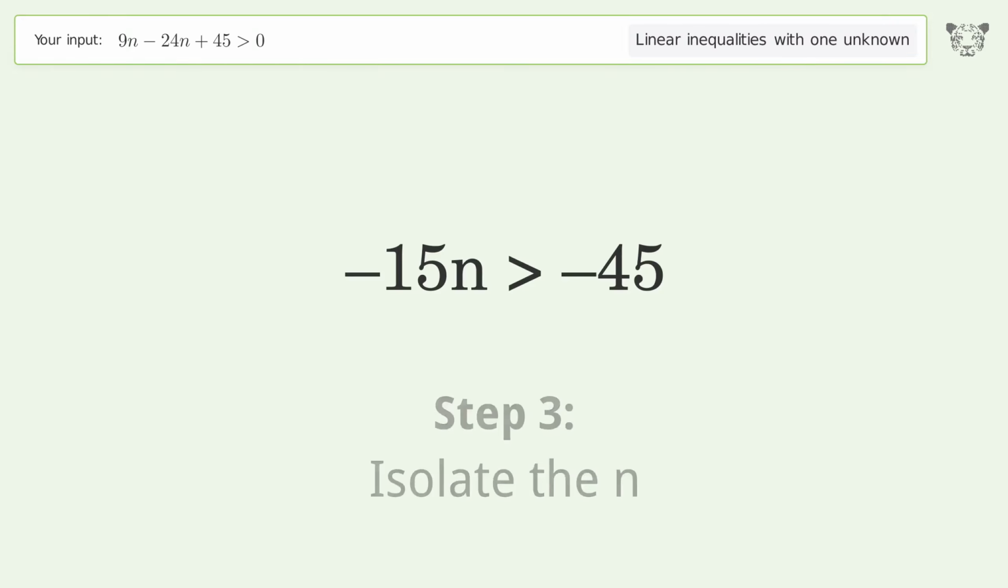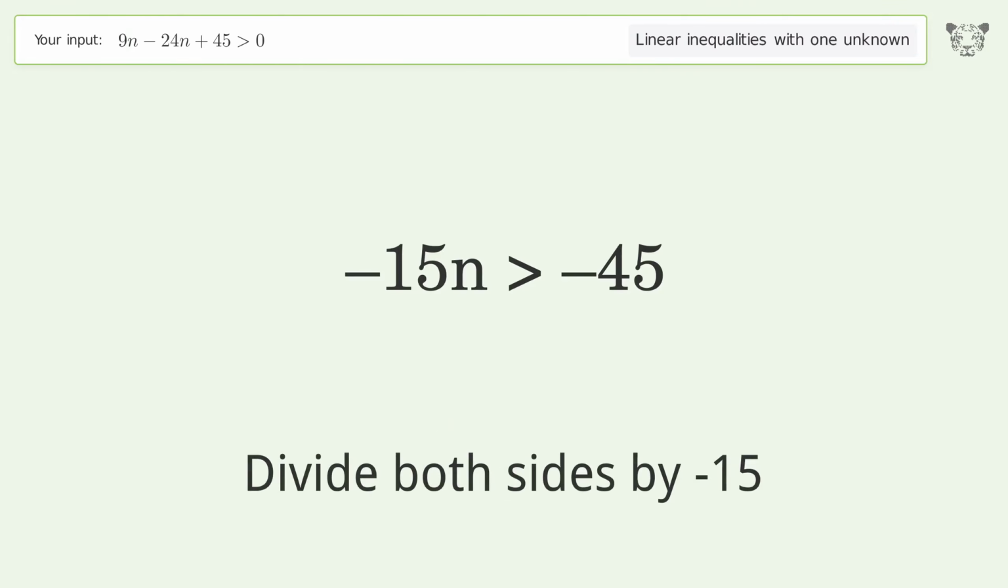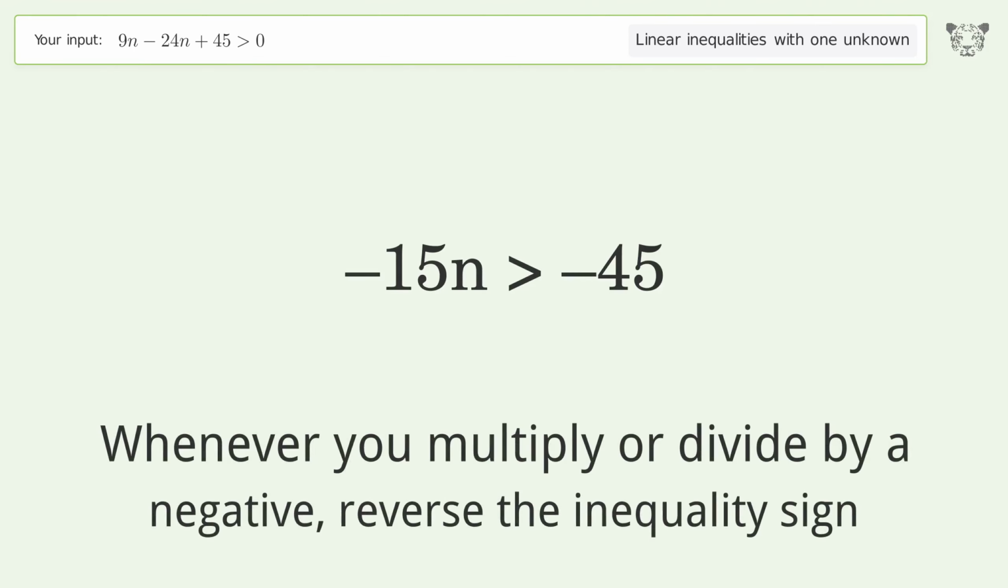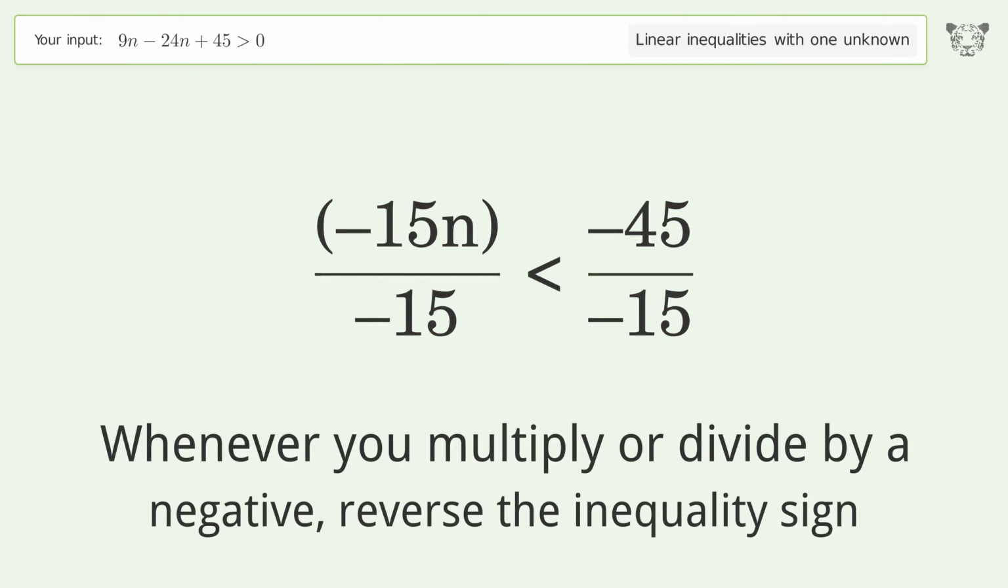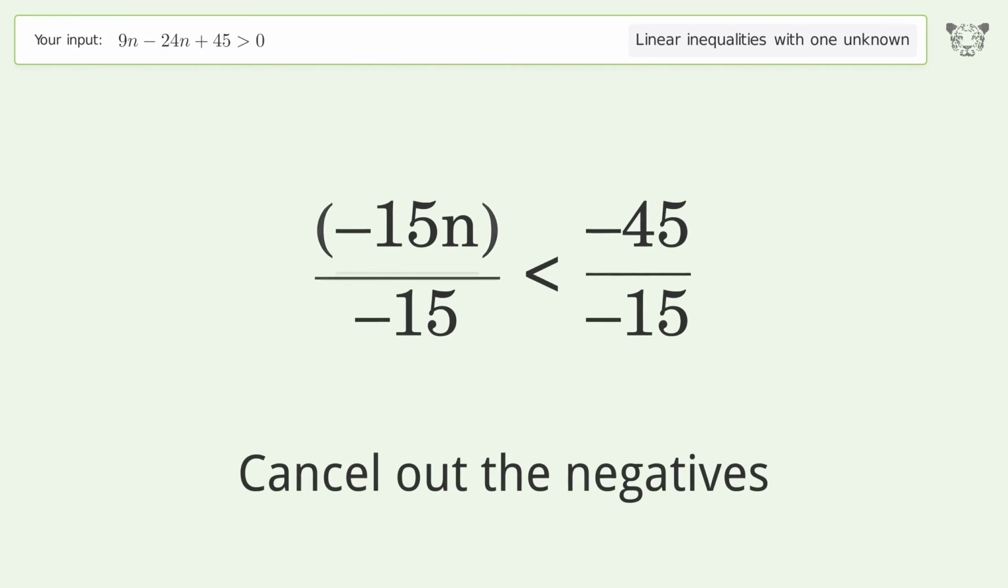Isolate the n. Divide both sides by -15. Whenever you multiply or divide by a negative, reverse the inequality sign. Cancel out the negatives.